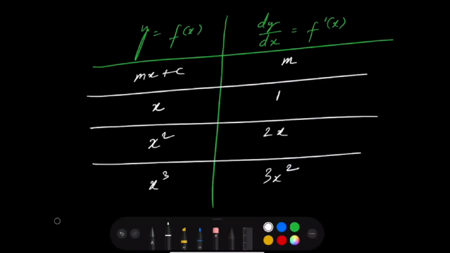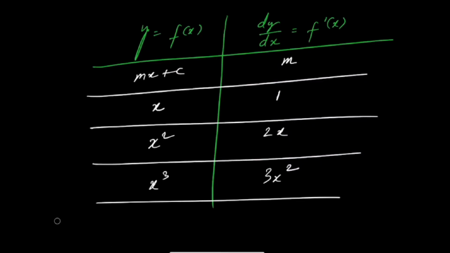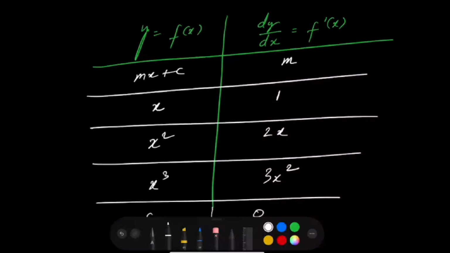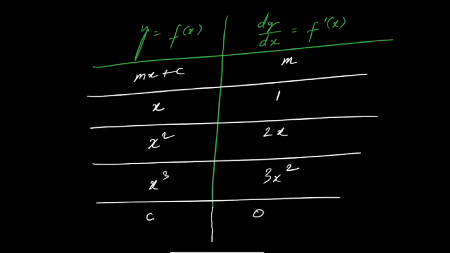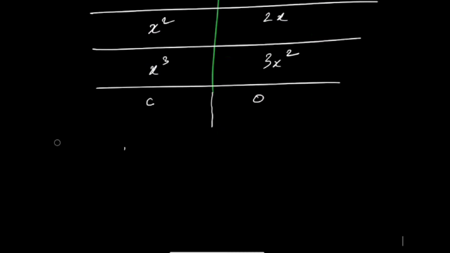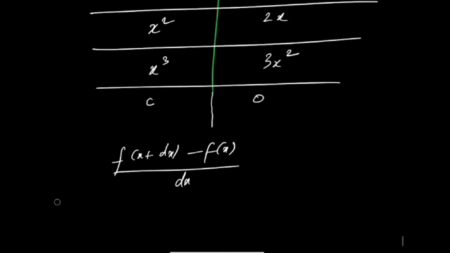And the next question I will ask you is, what will be the derivative of a constant? Derivative of a constant, it will be 0. Why is the derivative of a constant 0? You can check using the formula. So what is our formula? f of x plus dx minus f of x by dx is what? dy by dx, right? So if f of x is c, f of x plus dx is also c. So c minus c is 0 by dx. So it is 0 by dx.